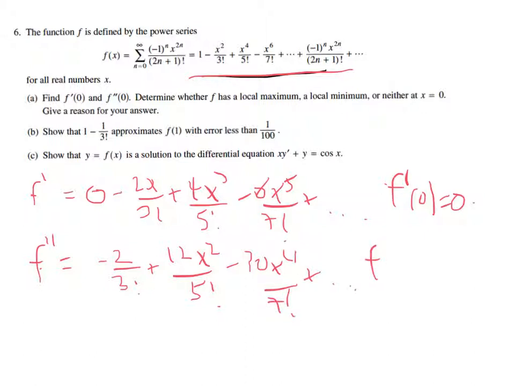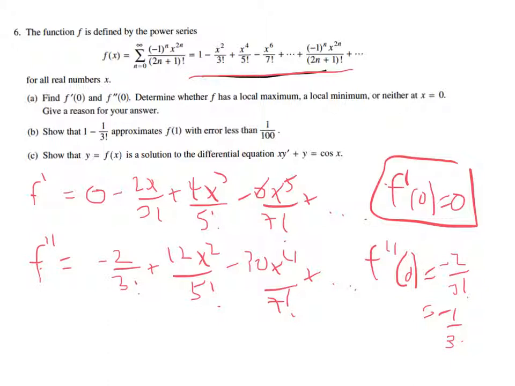And if you find f double prime of 0, you're going to end up with negative 2 over 3 factorial, which is also known as negative 1/3. So that tells you that at 0, the slope is 0, and the second derivative is negative 1/3, which is negative, which tells you the graph is concave down, which means that that thing must be a maximum.